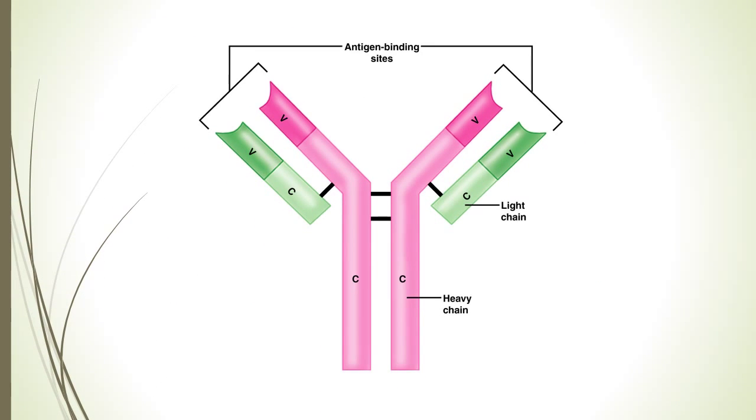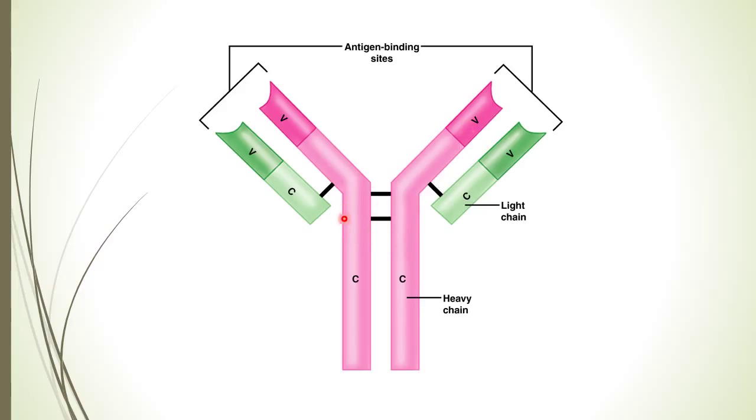An integral part of the body's adaptive immune system is its use of antibodies, also called immunoglobulins. Antibodies are proteins produced by B lymphocytes that bind specifically to foreign objects or antigens. An antibody consists of 4 chains, 2 identical light chains and 2 identical heavy chains.